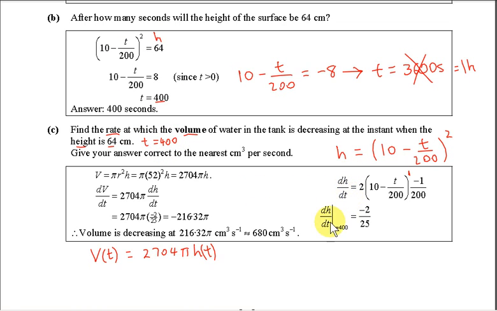So we can get dh/dt at t equals 400. So we plug 400 in for t here. We get 400 divided by 200. That gives us 2. We have 10 minus 2 is 8. So inside the bracket we have 8. We have 8 over 200. 8 divides into 200 25 times. So we just have 2 times minus 1 over 25, or minus 2 over 25. So we plug minus 2 over 25 in for dh/dt, and we'll then have dV/dt. Actually, we'll have dV/dt at t equals 400, which is the same thing as saying we have dV/dt when h is 64.